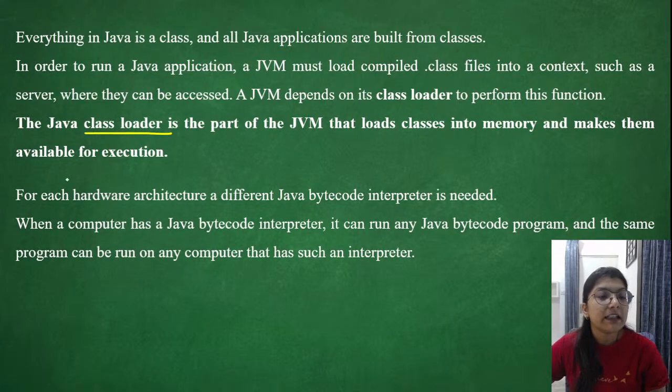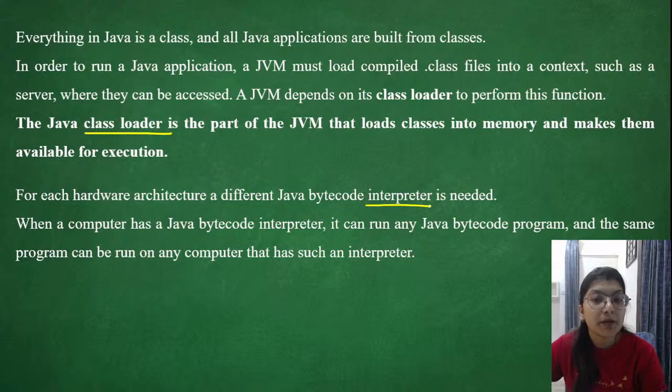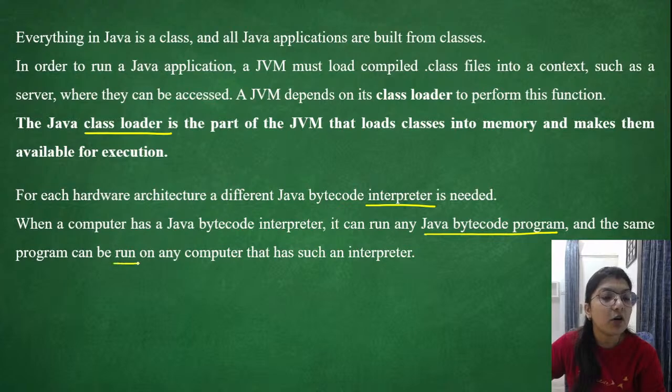Then for each hardware architecture, a different bytecode interpreter is used. So for every architecture we have a different bytecode interpreter. When a computer has a Java bytecode interpreter, it can run any Java bytecode program, and the same program can be run on any computer that has such an interpreter.